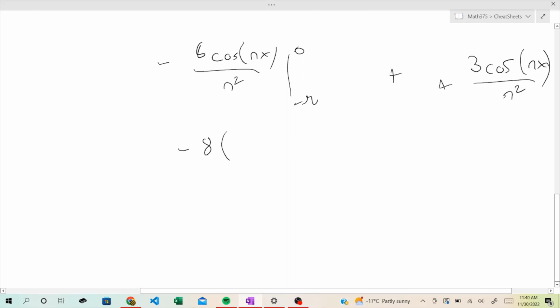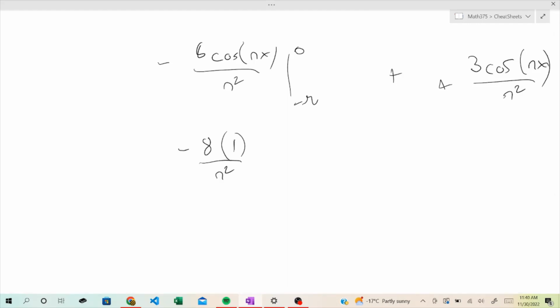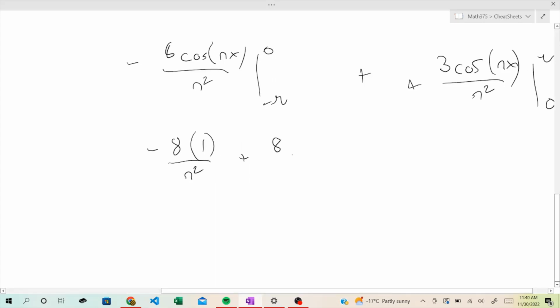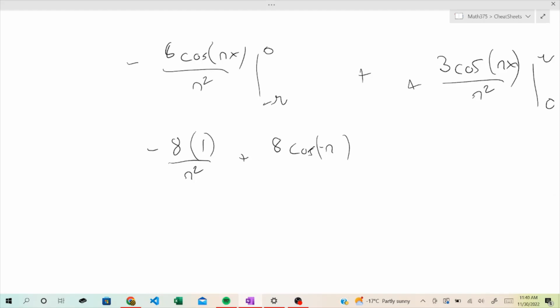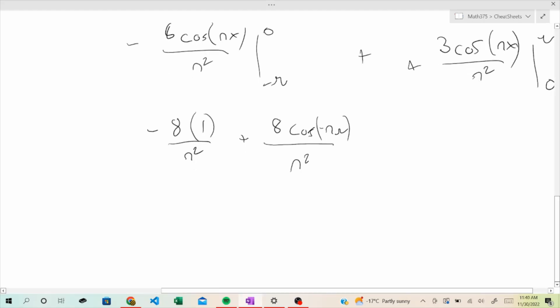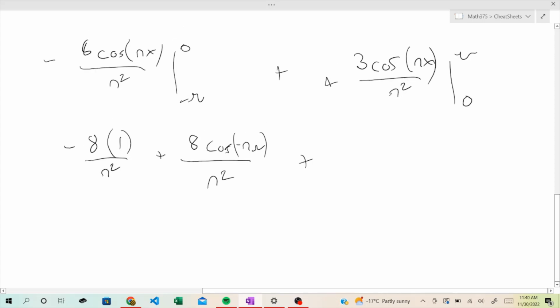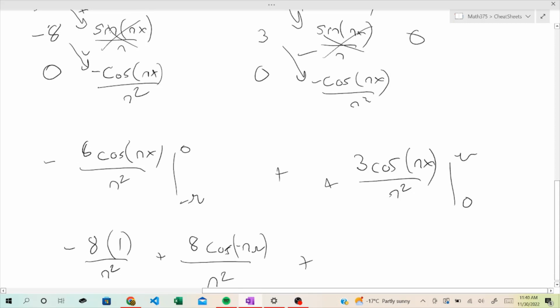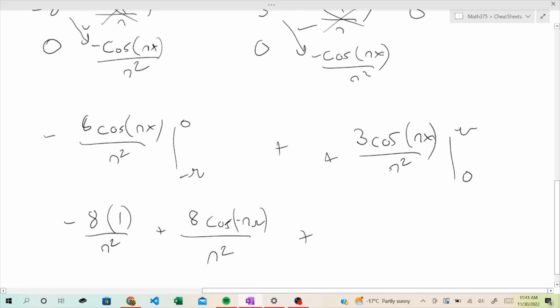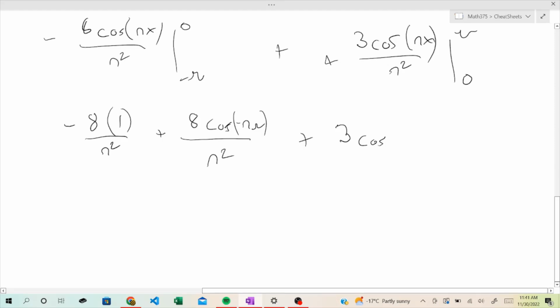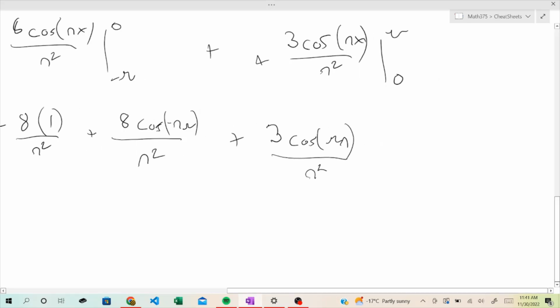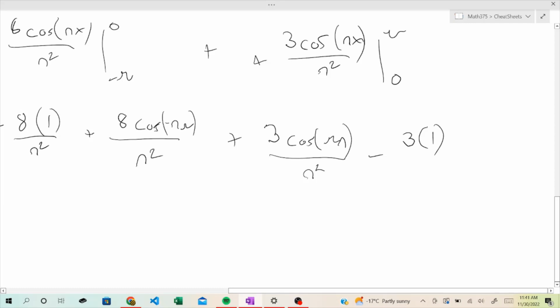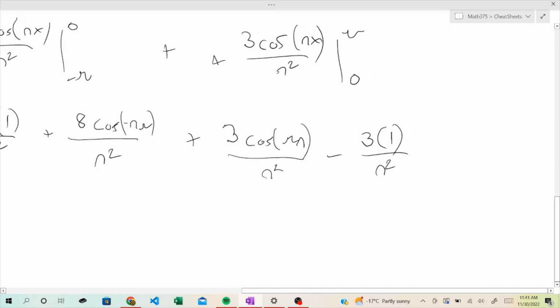negative 8 cosine at 0 is 1 over n squared, plus, again minus minus, so it becomes plus 8 cosine nx, negative n pi over n squared, plus, this side is plus 3 cosine nx, pi n over n squared, minus 3, again, cosine of 0 is 1, over n squared.